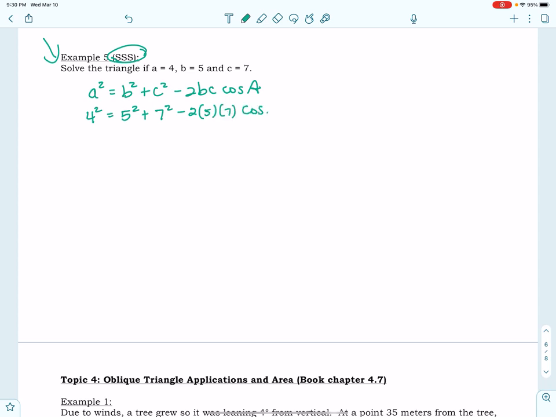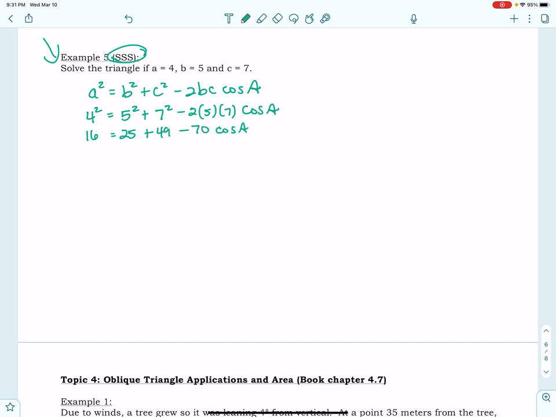Okay, now this one is going to be algebraically tricky because students don't understand how numbers work. So we're going to take this one step at a time, okay? Because I know you get bogged down in all the harder stuff that we do, and then you kind of take for granted this easy stuff. That's all I meant by that. So 4 squared, we're going to go ahead and tidy this up. 5 squared is 25, 7 squared is 49, 2 times 5 is 10, times 7 is 70.